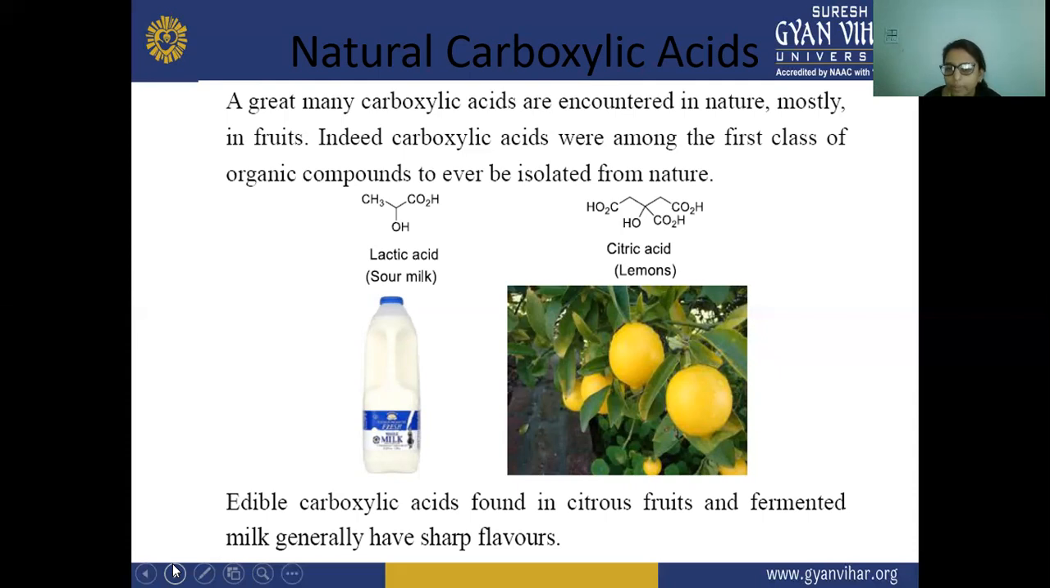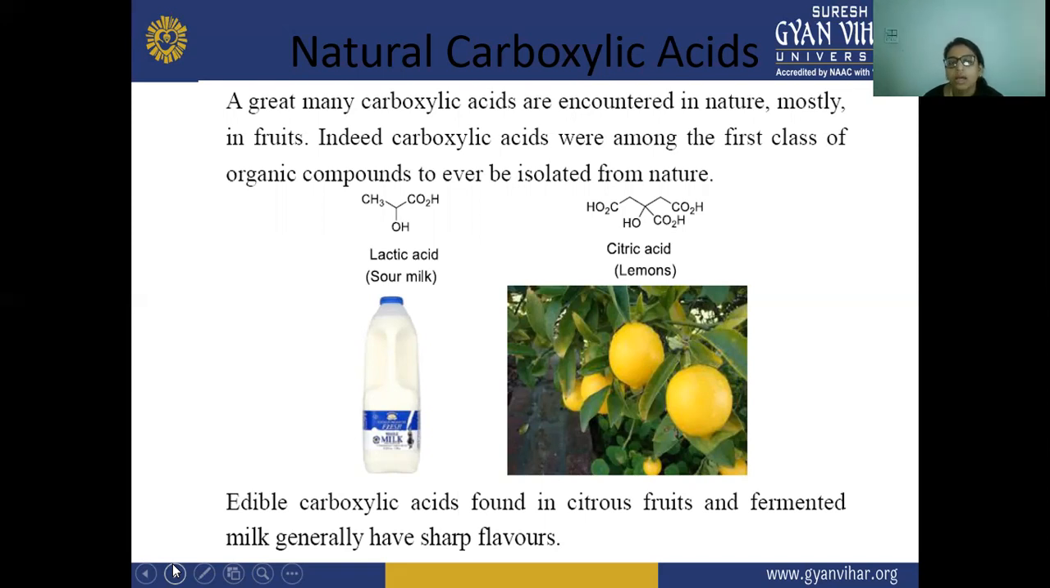Secondly, there is the lemon. In the lemon, as we know, citric acid is present, and citric acid is a type of carboxylic acid. As you can see, three carboxylic acid functional groups are attached in the citric acid. So citric acid is isolated from the lemon, and it is a type of carboxylic acid.